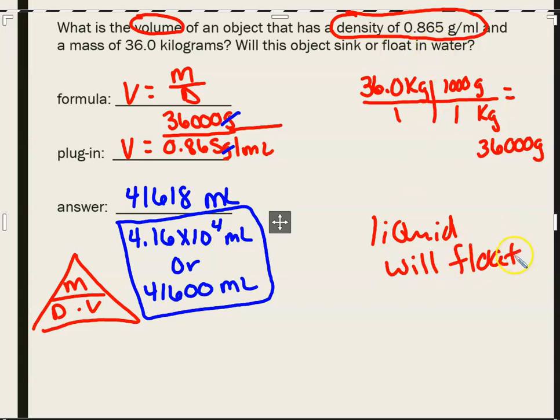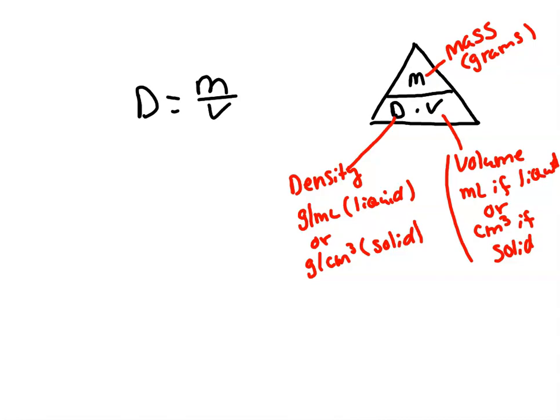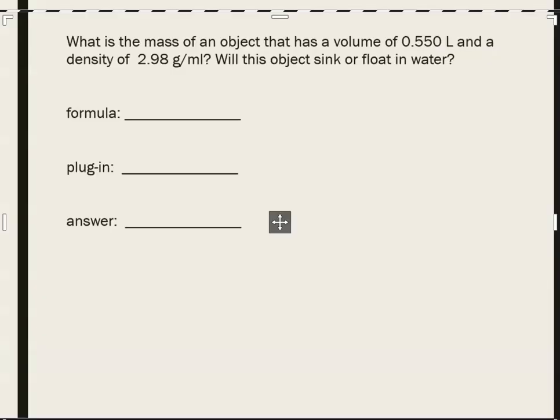Because our density is less than 1. Okay, not too bad. On to the next one. Oops, that's our other picture. All right, last example here.